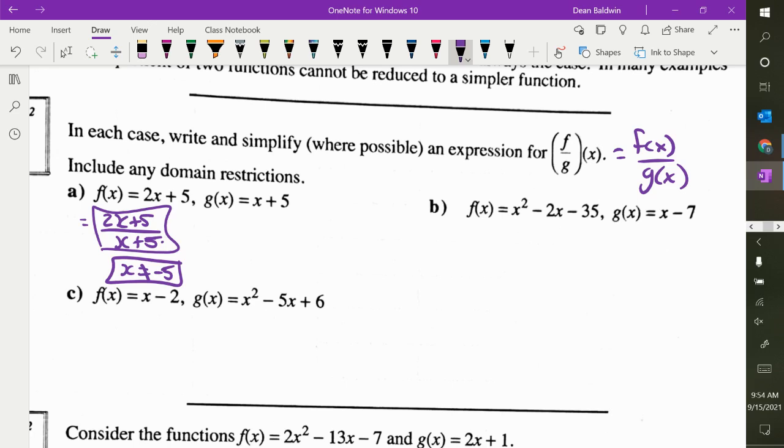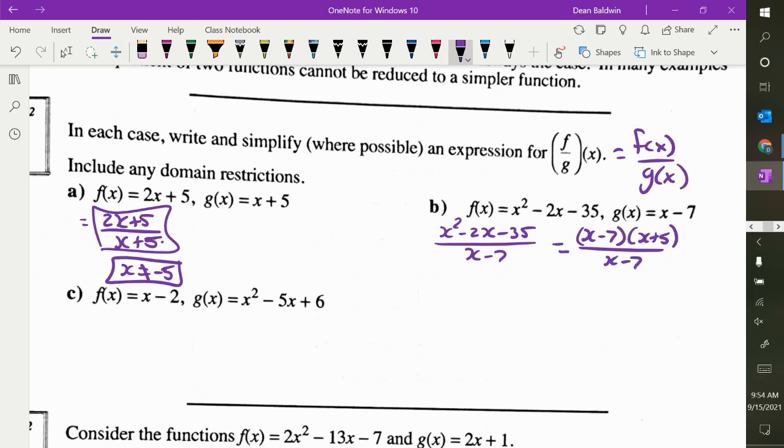Okay? B. F of x over g of x. X squared minus 2x minus 35 over x minus 7. You've got a quadratic. I do not want a quadratic. What do I want to do to it? So it's still a quadratic, I guess, but it's a factored quadratic. If you don't know what to do, factor. What multiplies to negative 35 and adds to negative 2? Negative 7 and 5.